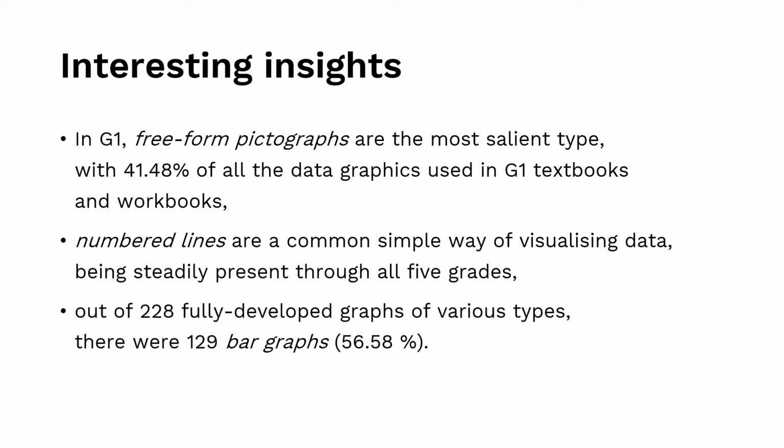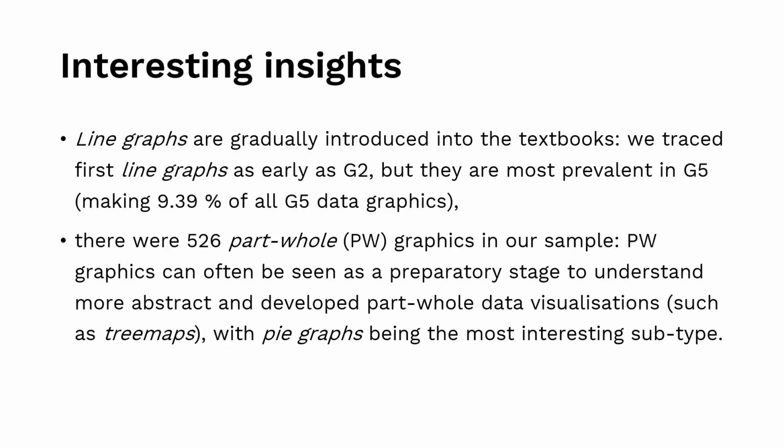We also found out that numbered lines are a common, simple way of visualizing data. They are steadily present through all 5 grades. And when taking only fully developed graphics into consideration, the bar graph was the most common type of fully developed data graphic, which actually is in harmony with some findings presented by scholars before. Also, line graphs are gradually introduced into the textbooks. We traced the first line graph as early as grade 2, but they are most prevalent in grade 5, making almost 9.4% of all grade 5 data graphics.